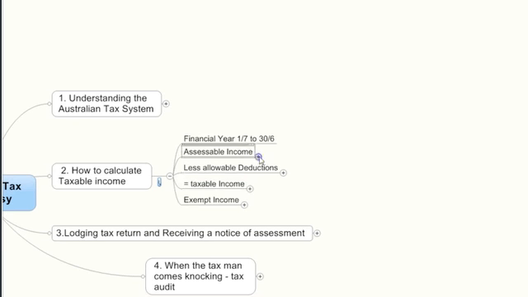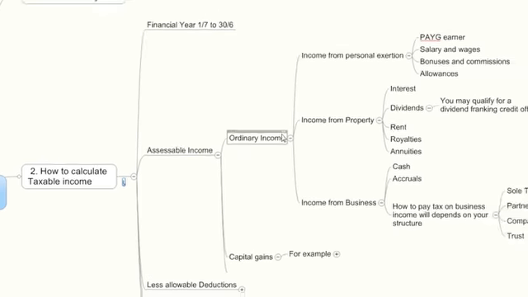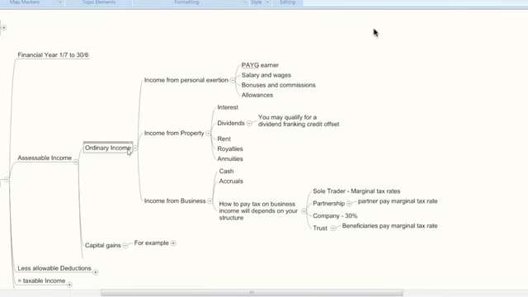So let me explain to you what is assessable income. Remember I explained to you already that we have three types of income. The income from personal exertion, that means income that you earn as an employee or on a commission basis or allowance or salary and wages. Then we have income from property, like interest, dividend, rent, royalty, annuity. And then we have income from business. So this is all assessable income.